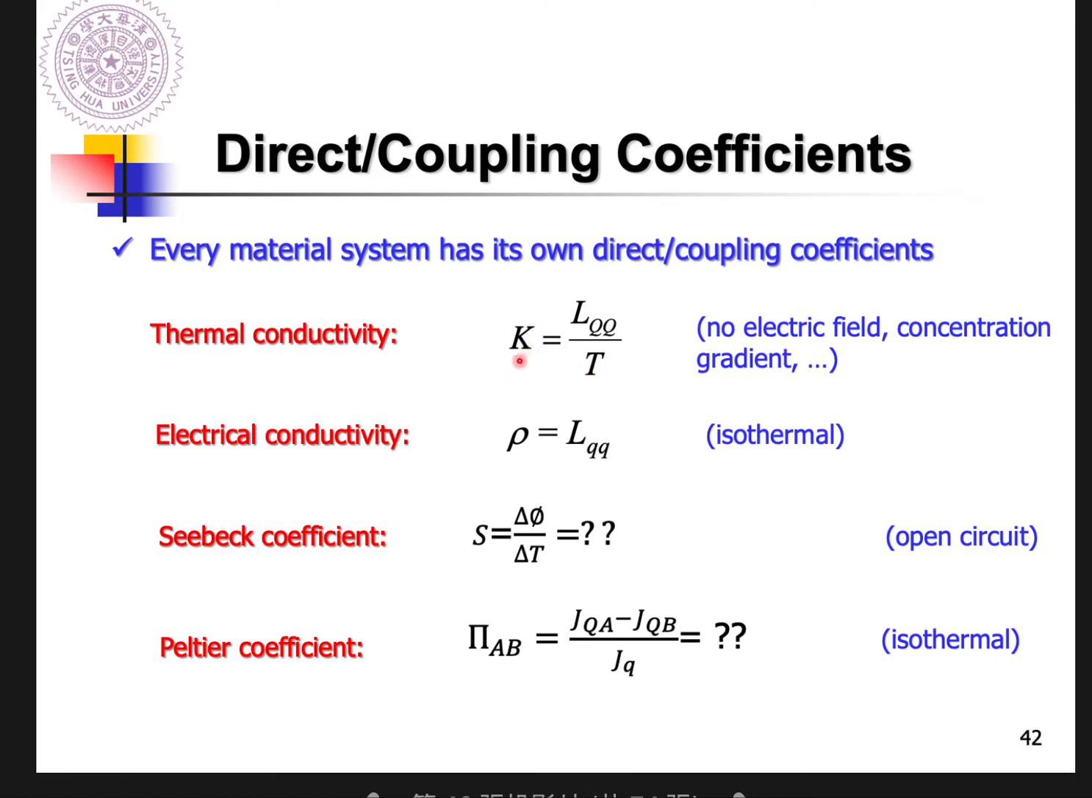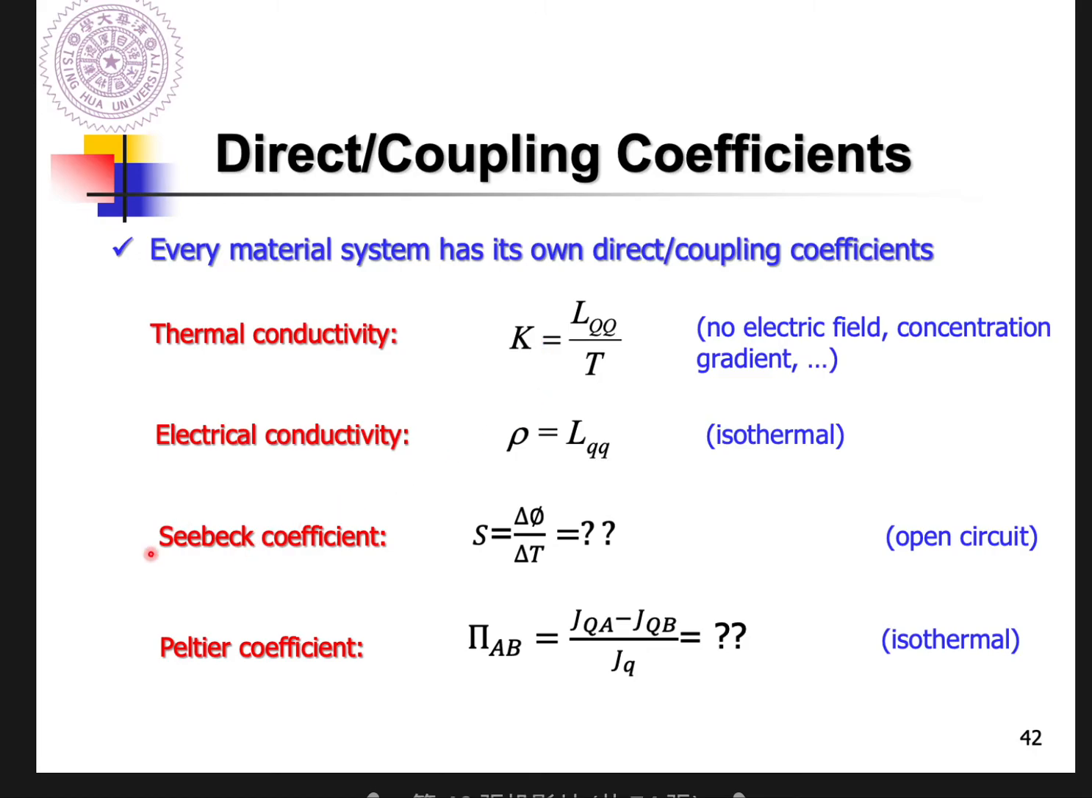If you want to measure the thermal conductivity, you need to measure it under the boundary condition that no electrical field and no concentration gradient exist in your material. That will allow you to measure the real and accurate intrinsic thermal conductivity of your material. The same thing happens with the electrical conductivity. Electrical conductivity sigma is equal to L small q, and you need to measure that under isothermal conditions. The following slide will show you the relationship between this direct coefficient and the thermal conductivity and electrical conductivity.